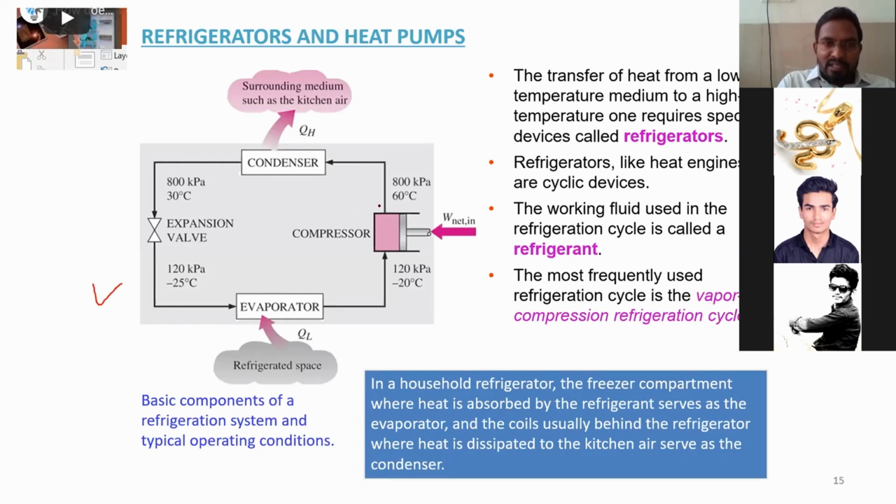Now, a refrigerator has four major parts. First one is the condenser, second one is the compressor, third one is the evaporator, and fourth one is the expansion valve, or in some books you might find throttling valve or expansion valve, or even capillary tube. All these have the same function, so don't worry about that. So the four major parts are condenser, compressor, evaporator, and expansion valve.